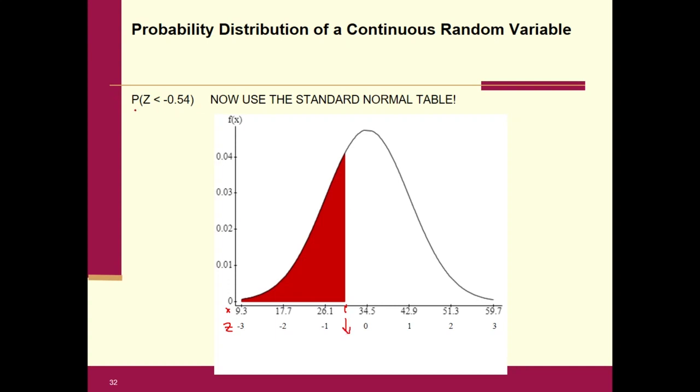So can we look this up? Can we look that up on our table? We most certainly can. So let's go look up a negative 0.54. Now, remember, it's less than, so do we have to do any subtracting? No. Remember, the table's always giving us less than. It's always giving us less than. So let's take a look. Negative 0.54.